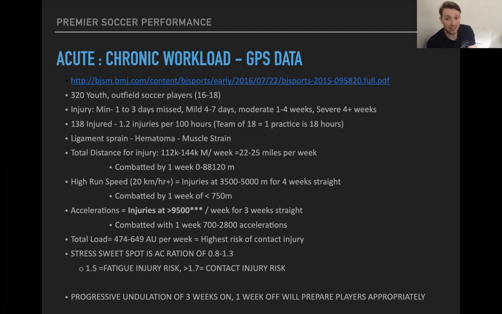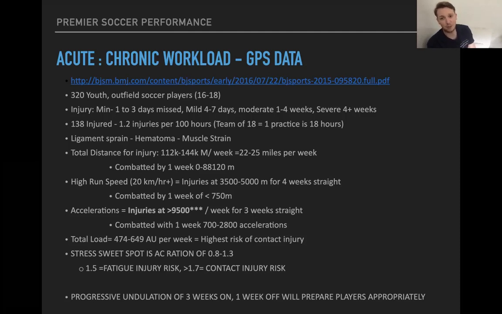If your athletes are hitting that range, you need to combat that with a low intensity week. That low intensity week needs to be either 0 to 88,000 meters. So basically chopping it down by about 30 to 40% for 1 week. If you do that, they reset, they're no longer an injury risk.